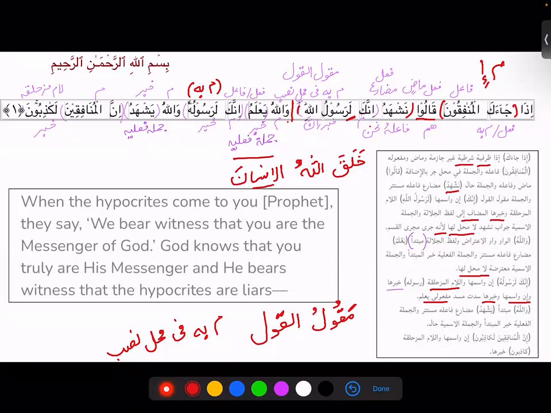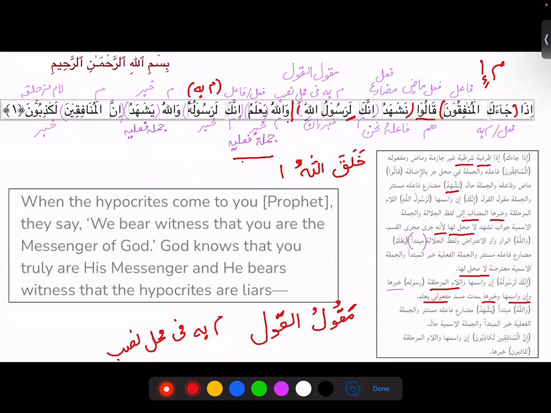And then maybe we can say min teen, right? But over here min teeni, even though it is jar majroor, it is giving us what their origin is, right? So basically over here we can say that two maf'ul are required for khalaqa, ya'lamu, or allama, right? These kinds of fi'l need two maf'uls.